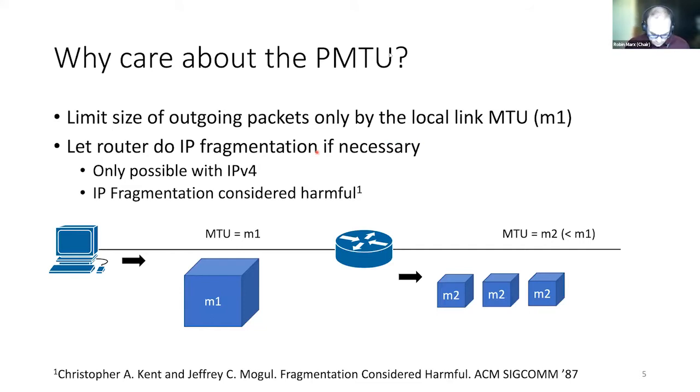Well, we could limit the size of all of our outgoing packets only by the local link MTU M1, as shown in this example, and let routers that can't forward this packet size fragment the packet and forward the IP fragments. However, this is possible, but only for IPv4, because with IPv6, only the sender is allowed to fragment packets. And moreover, IP fragmentation is considered harmful, as Christopher Kent and Jeffrey Mogul wrote in their paper.